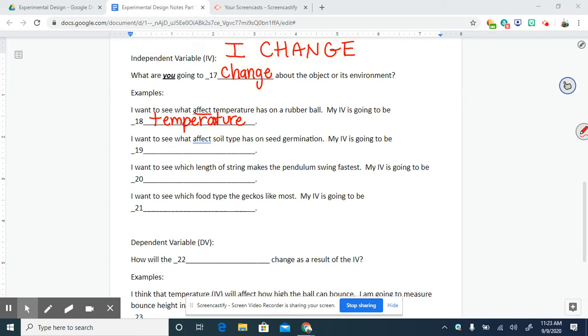All right, I want you to pause and see if you can guess what the IV would be in 19, 20, and 21. And then after you pause, come back and I will give you the answers.